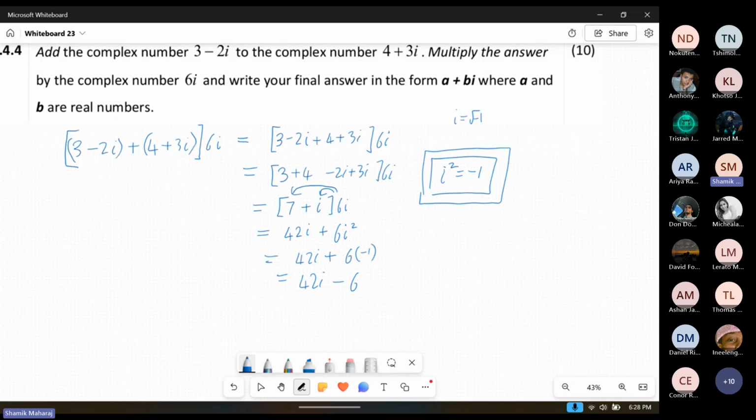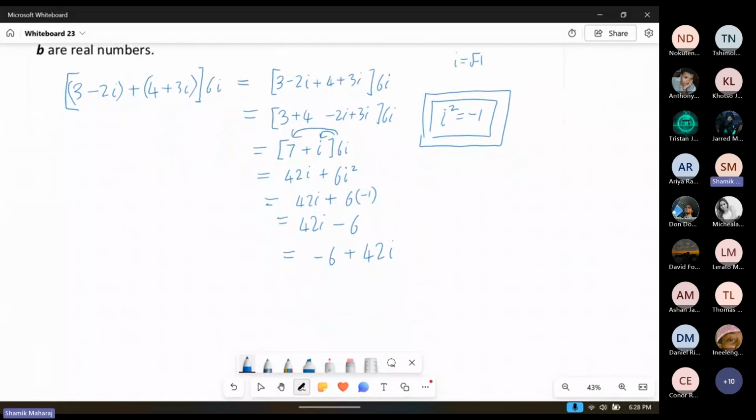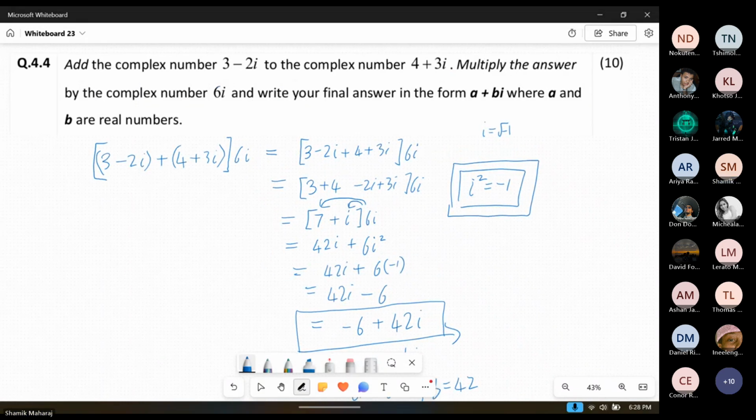So this is almost in the form a plus bi. But to be very careful with that, we will write this as -6 plus 42i. And we can see that is the form a plus bi, where a is equal to -6 and b is equal to 42. You don't have to write all that at the bottom. You just need to write up until here as your final answer. Okay, so that was the big one, 10 marks for all of the stuff here.